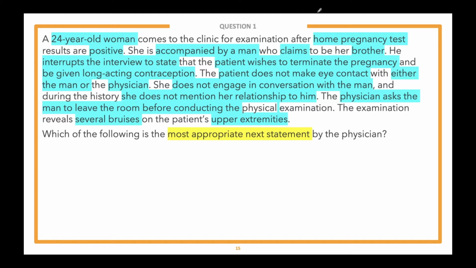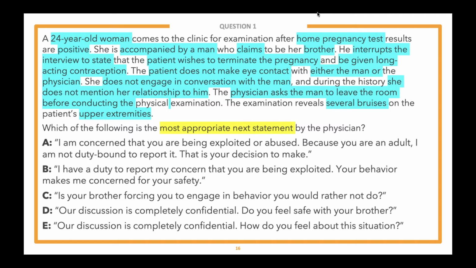Go ahead and take a look at those answer choices. Once again, we're going to start at the bottom and work our way up to the top. So I'm going to start with answer choice E. Our discussion is completely confidential. How do you feel about the situation? Answer choice D. Our discussion is completely confidential. Do you feel safe with your brother?